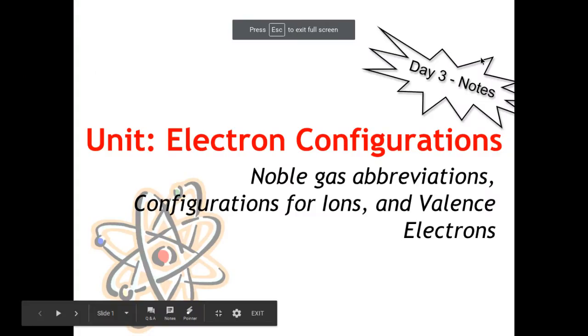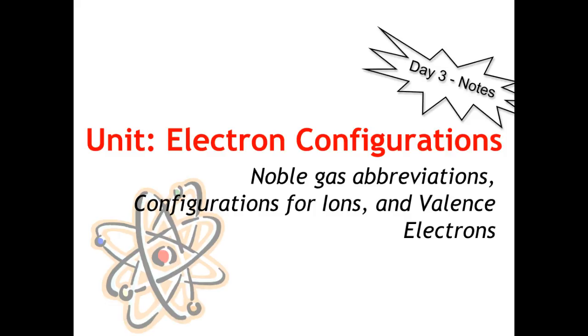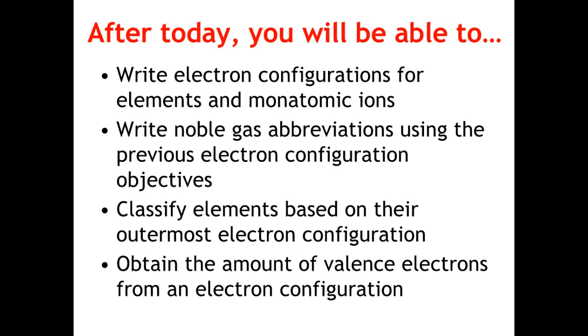Day 3 on Unit 4, electron configurations. So today we're going to talk about how to write those electron configurations, which we've already done, and write those electron configurations including monatomic ions. And remember, ions have a charge, which means a different number of electrons.